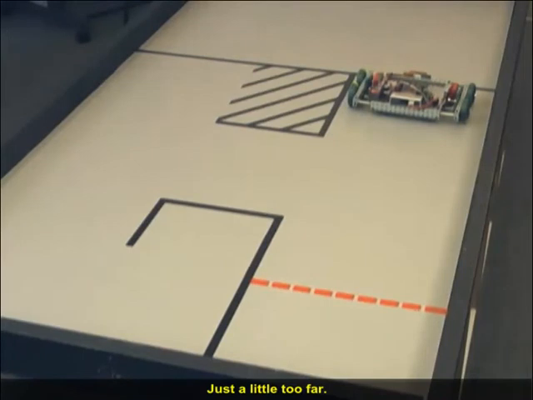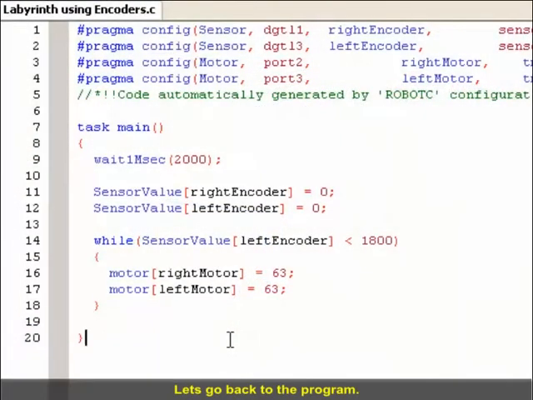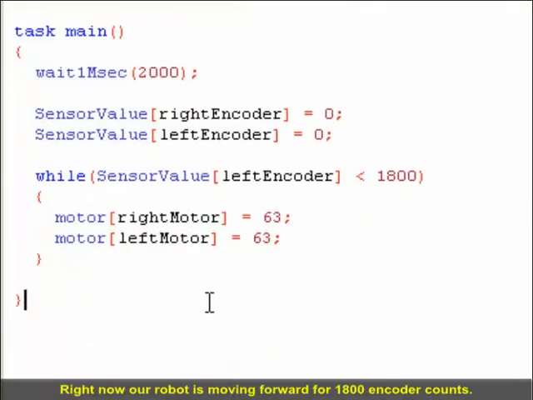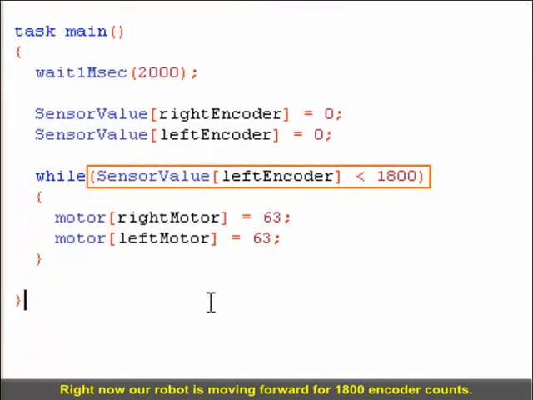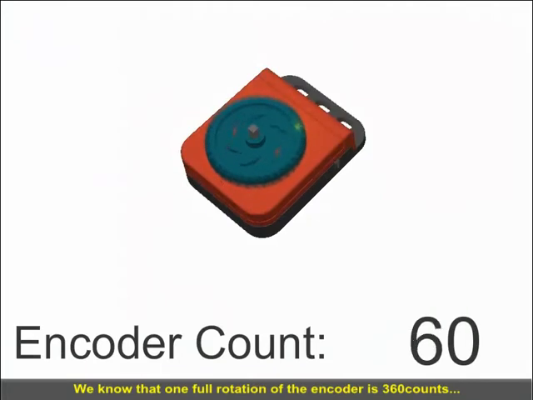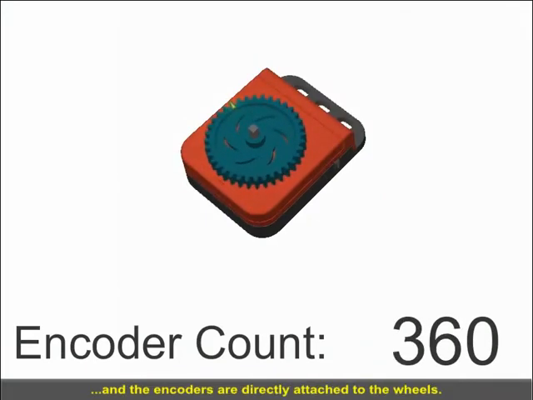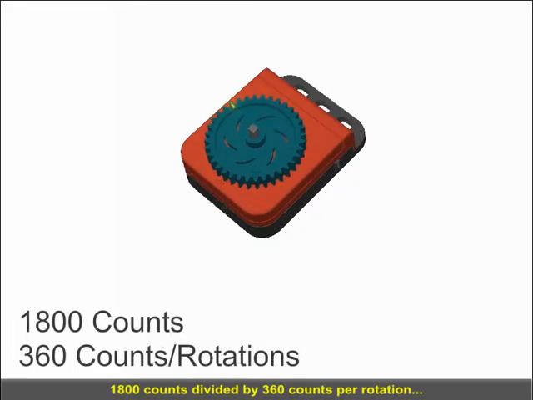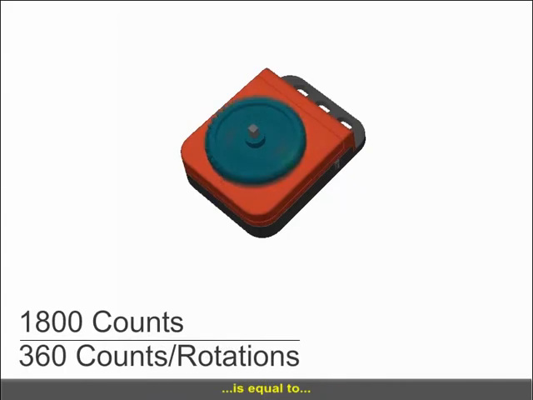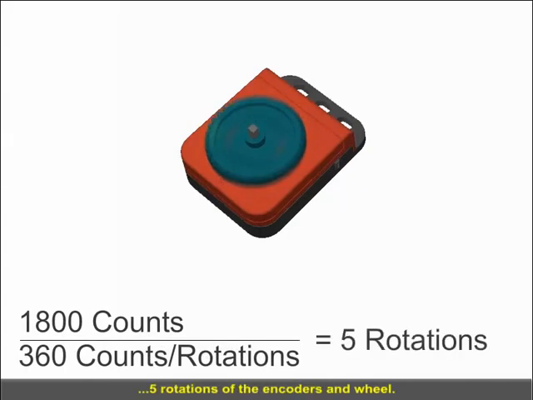Just a little too far. Let's go back to the program. Right now, our robot is moving forward for 1800 encoder counts. We know that one full revolution of the encoder is 360 counts, and the encoders are directly attached to the wheels. 1800 counts divided by 360 counts per rotation is equal to 5 rotations of the encoder and wheel.